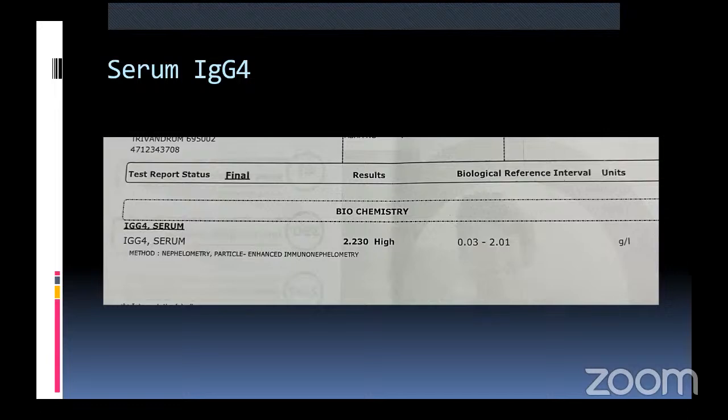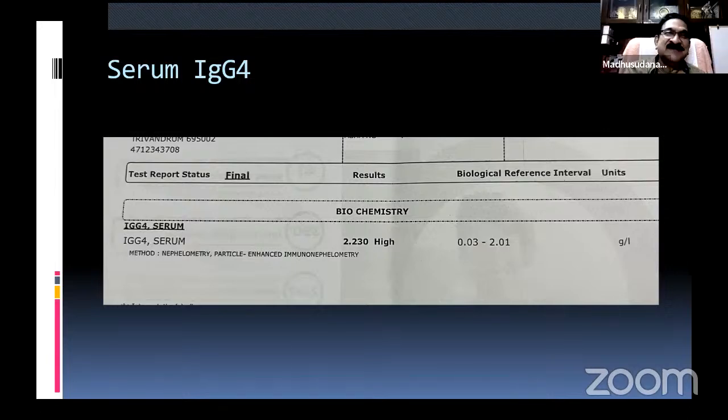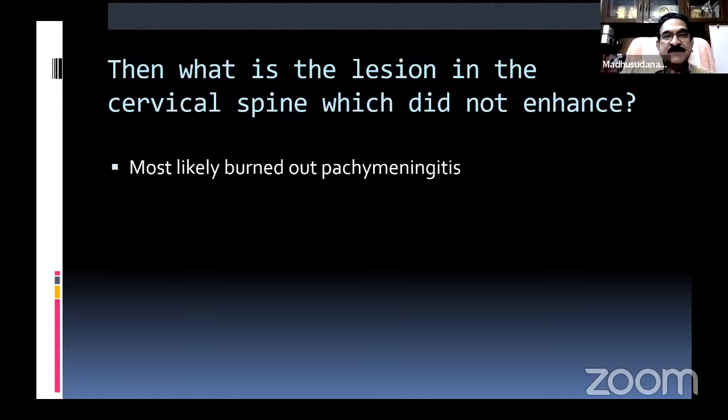IgG4 can be like that, sir. Exactly. It is correct. So in a healed lesion, sometimes it may not enhance. Only the active lesion will enhance. So that is an old lesion. The lesion that did not enhance is most likely a burned out pachymeningitis, burned out IgG4 disease. There remains only hypointensity without enhancement. What you're seeing now, 2 weeks later, is the patient coming with an active lesion in the thoracic cord. That is IgG4. That is why it is enhancing like that.